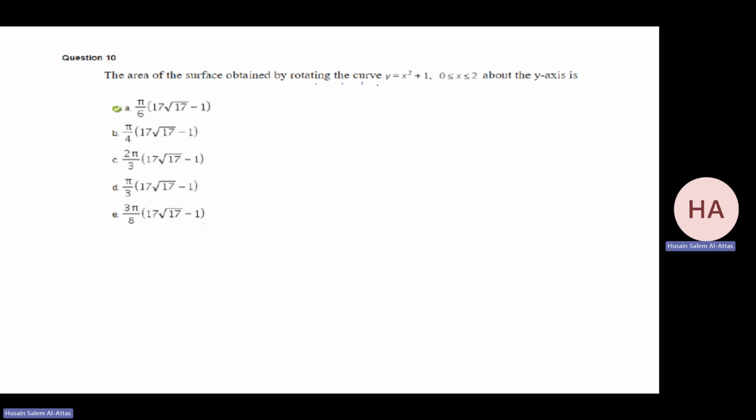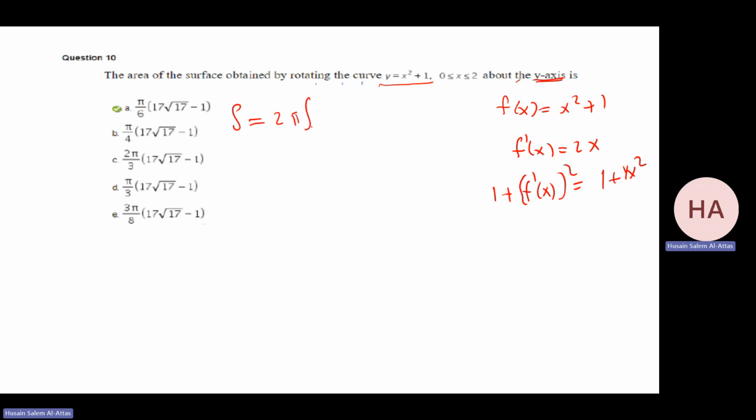This is the curve, f of x equals x squared plus 1. So f prime of x is 2x, and 1 plus f prime of x squared will be 1 plus 4x squared. What is S? This is about the y-axis, so it will be 2 pi. I'm working in terms of x, from 0 to 2, x times the square root of 1 plus f prime of x squared dx.